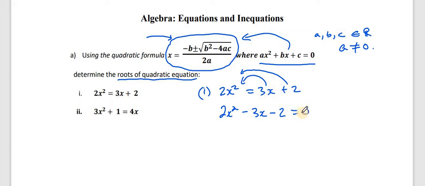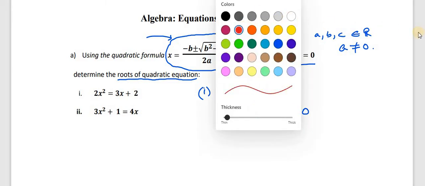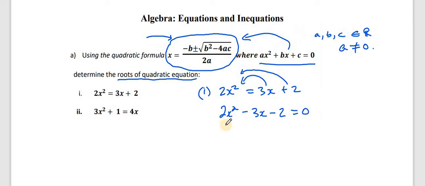Once we move everything over, we have 0 on that side. So we still have an equation, just with 0 on that side. Now it's actually in the form of ax squared plus bx plus c equals 0. Are you seeing that, guys? It's now in this form, ax squared plus bx plus c equals 0. Can you guys see that?